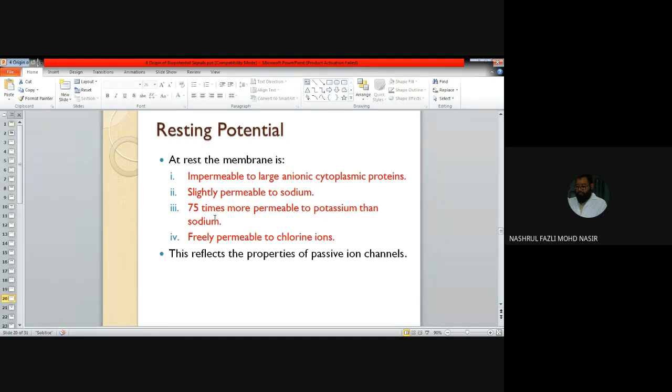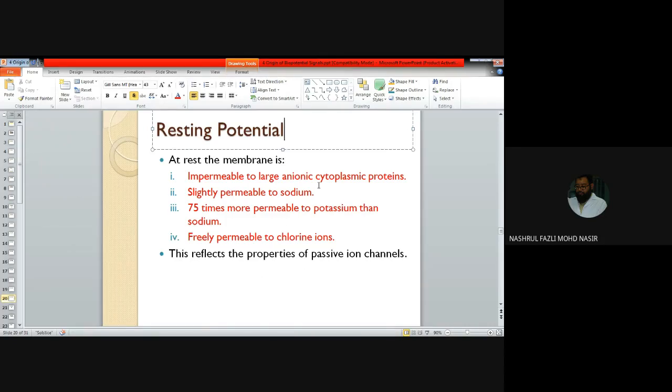But potassium and calcium, it is easier for them to penetrate the membrane. And chlorine ions can go through, they don't have any problem to go through. They don't have to go to the police station for a pass. For chlorine ions, no problem at all. So this situation reflects the properties of the passive ion channel.